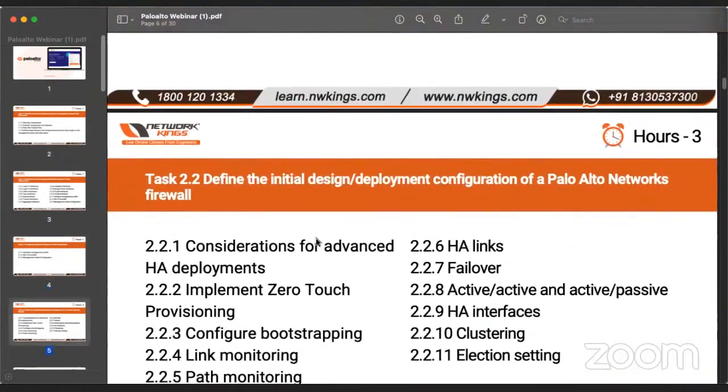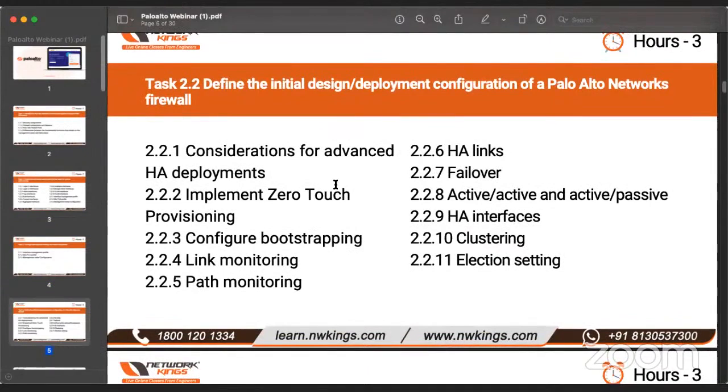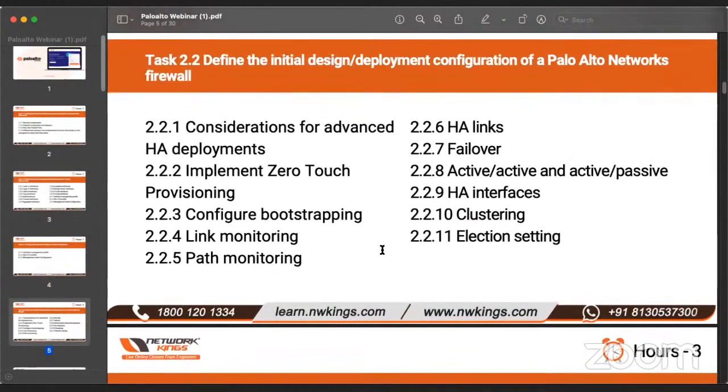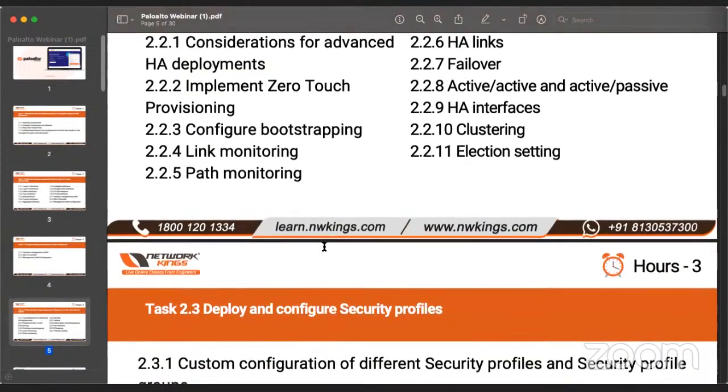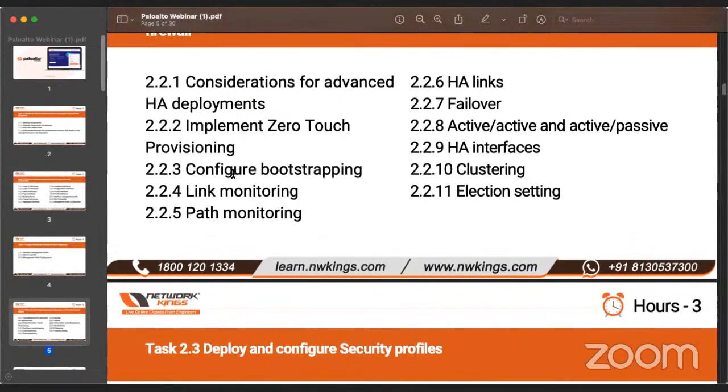Then we'll talk about HA deployment in Palo Alto. We'll be deploying active/passive and testing it, and active/active we'll be covering in a theory aspect. That would include all types of HA monitoring, link and path monitoring, what the different HA timers involved are, and how the election works, all of that.